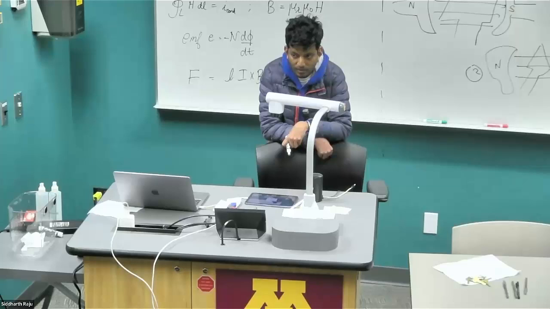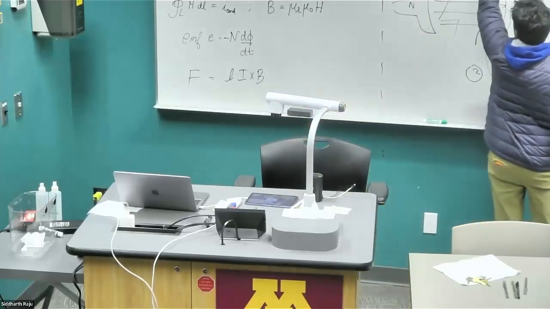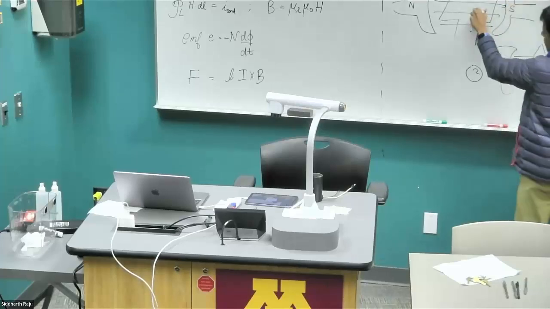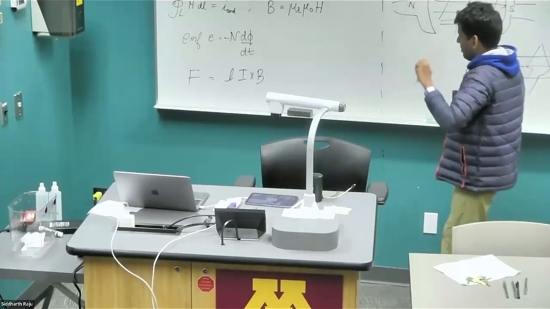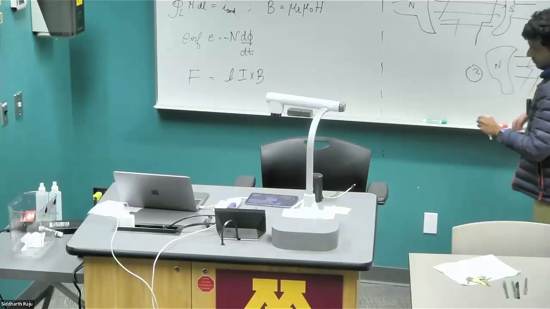The change in flux over time. Perfect. So we have this expression E equal to N d phi by dt. So E equal to N d phi by dt. What is our flux going to be? Let's start off with the second case. What is our flux going to be in the second case?